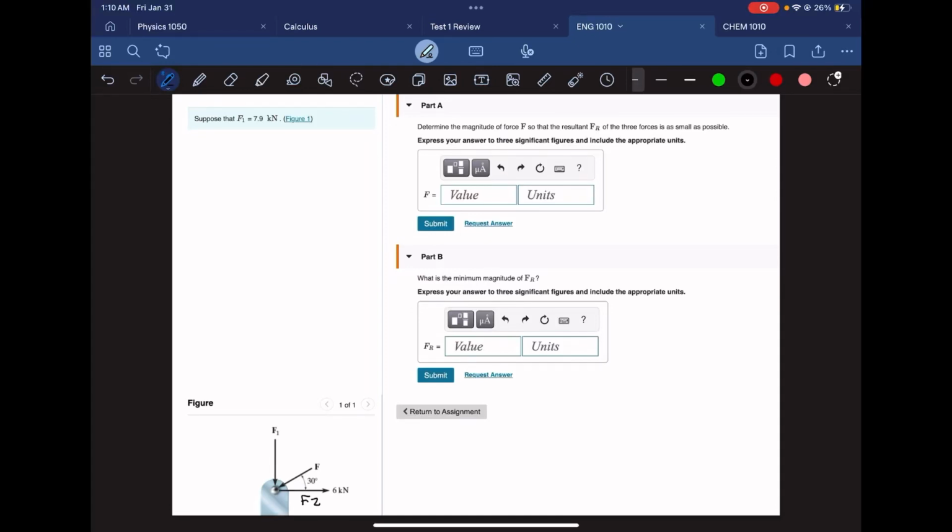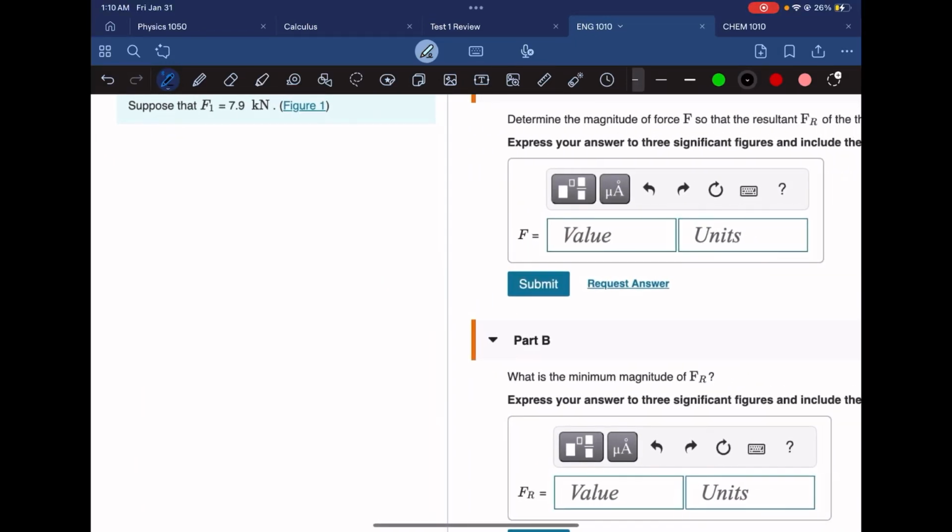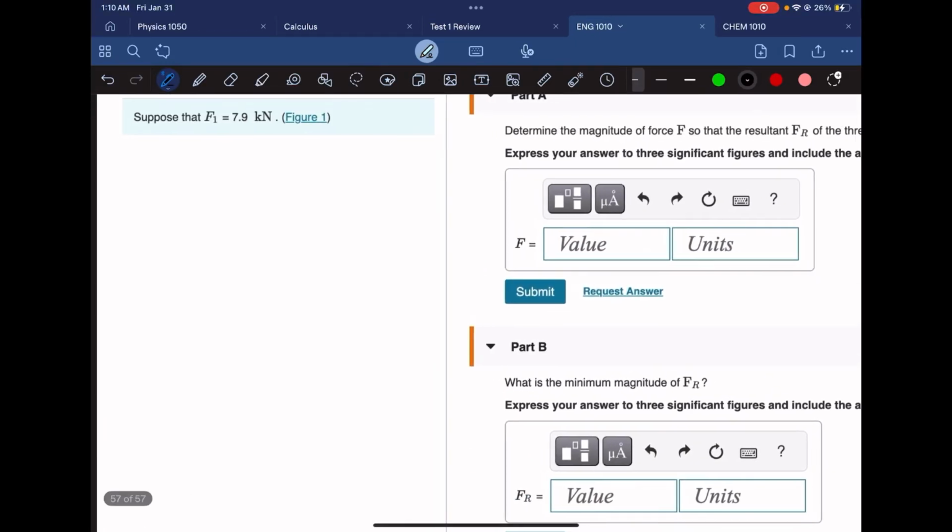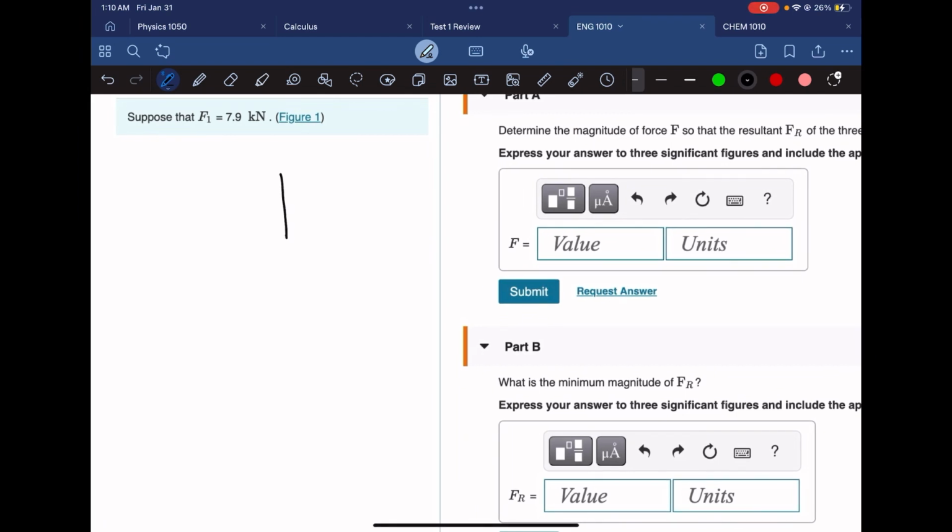Make a minimum resultant. So here we go. Our 7.9 is here, and our 6 is here, and our resultant would be here. So we have 7.9 kilonewtons, and we have 6 kilonewtons, and we know this is 90 degrees.